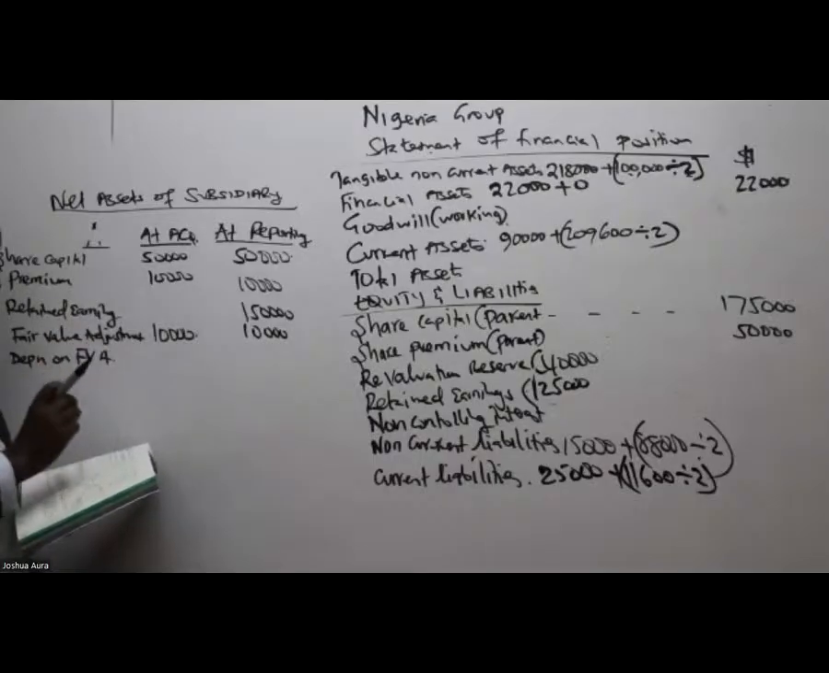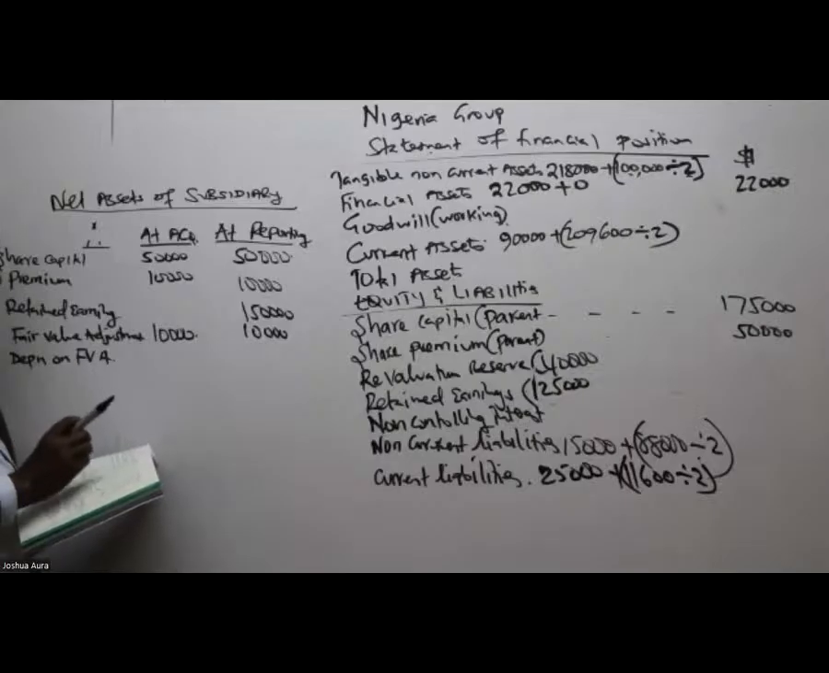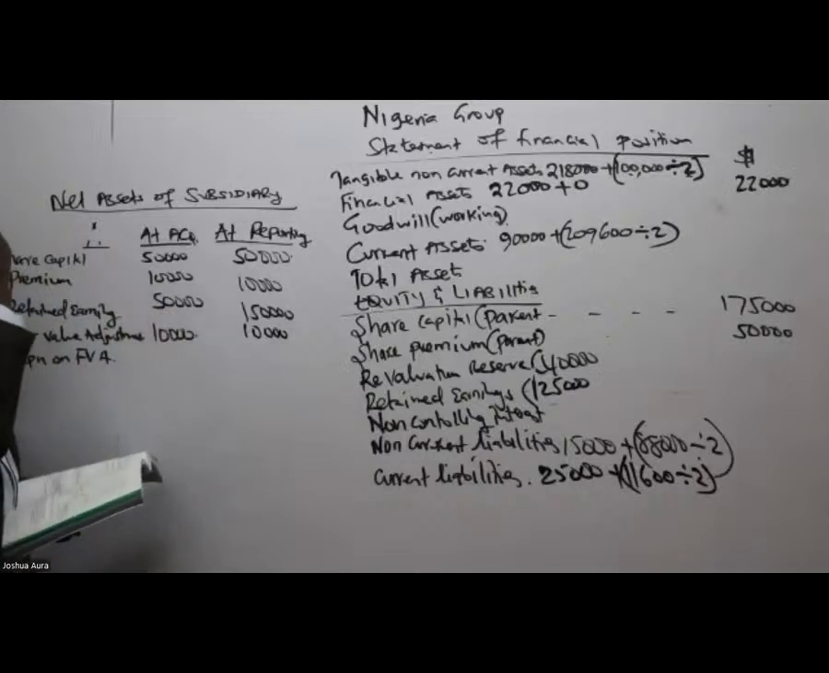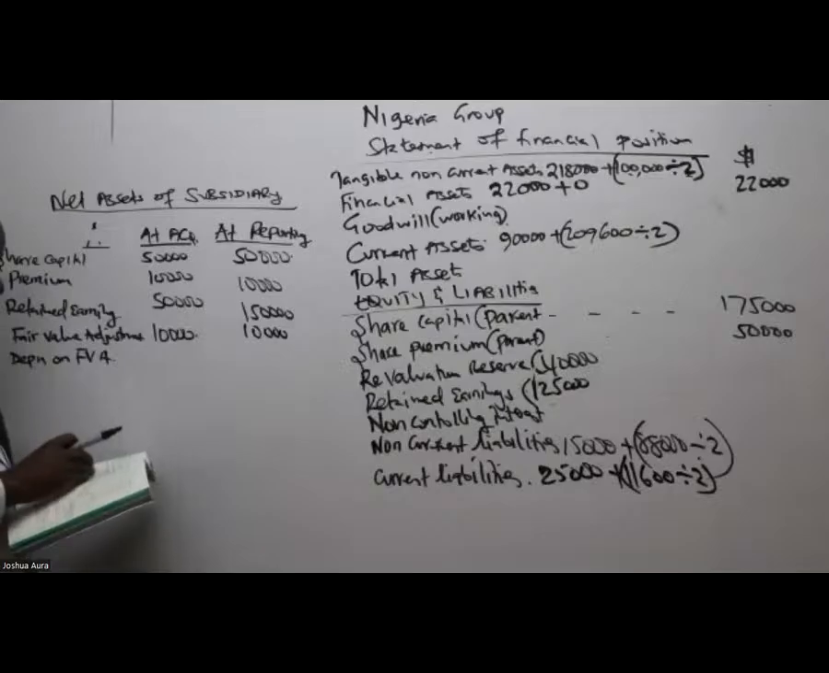And if you read note number 1 very well, they told us Nigeria acquired 40,000 shares in Lagos on the first day of the accounting period for DN 400,000, when the retained earnings were DN 50,000. I'm repeating again, reading note 1: Nigeria acquired 40,000 shares in Lagos on the first day of the accounting period for DN 400,000, when retained earnings at acquisition were 50,000.